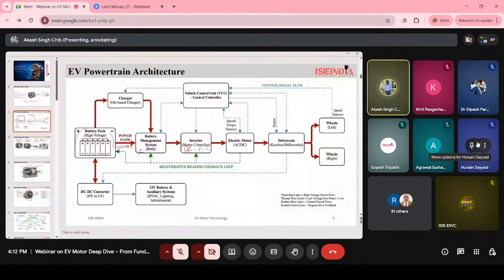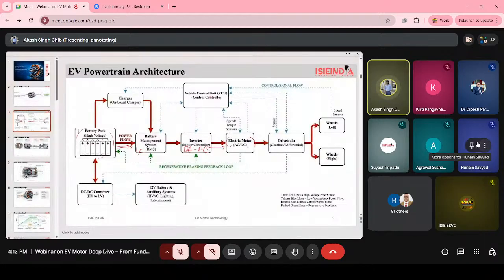Does anyone know about how it is getting changed? As you have seen, we charge our mobile with the DC supply, but from the socket we get the AC. That same thing applies here. The inverter converts DC to AC. Then it transforms the power. It directly gives the power to the electrical motor.